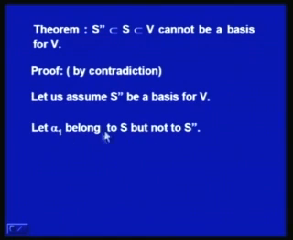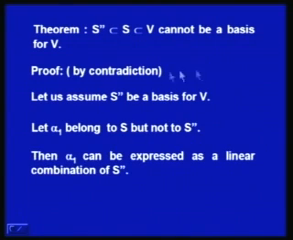So, let alpha 1 belong to S but not to S double dash. Because S double dash is a subset of S, there must exist some alpha 1 which belongs to S but not to S double dash. Then alpha 1 can be expressed as a linear combination of the vectors of S double dash.